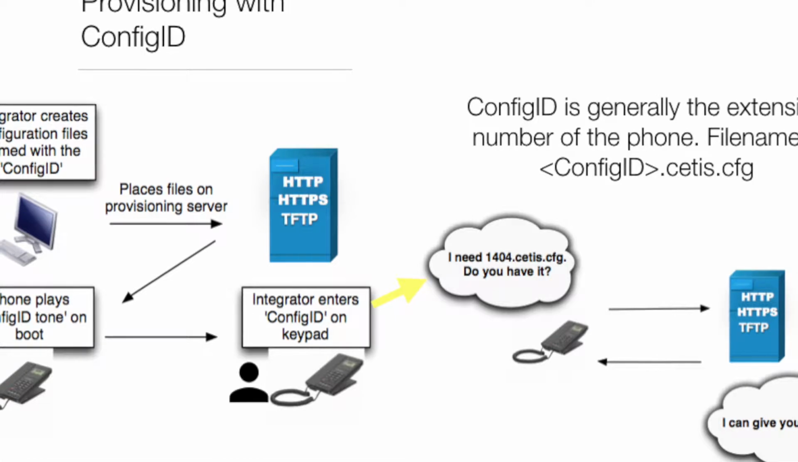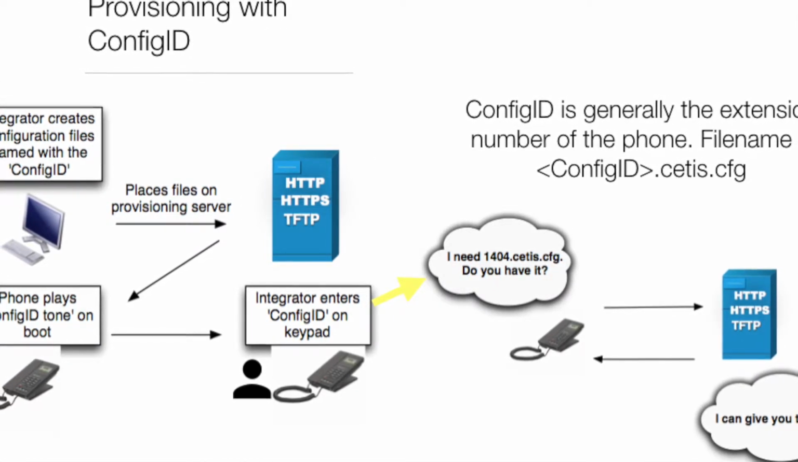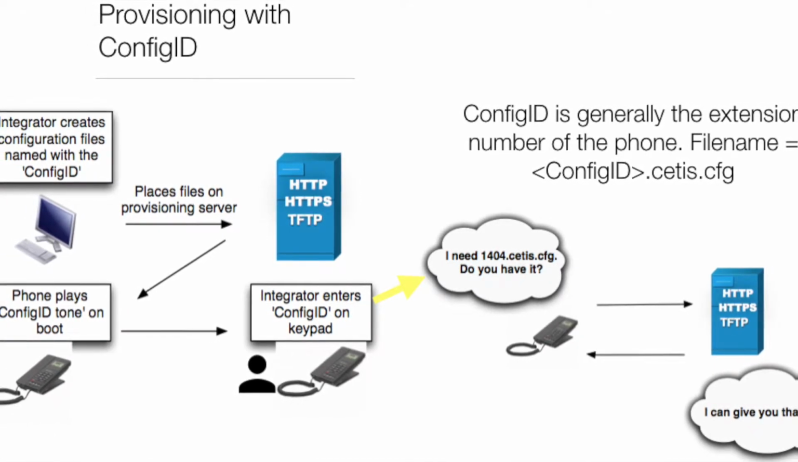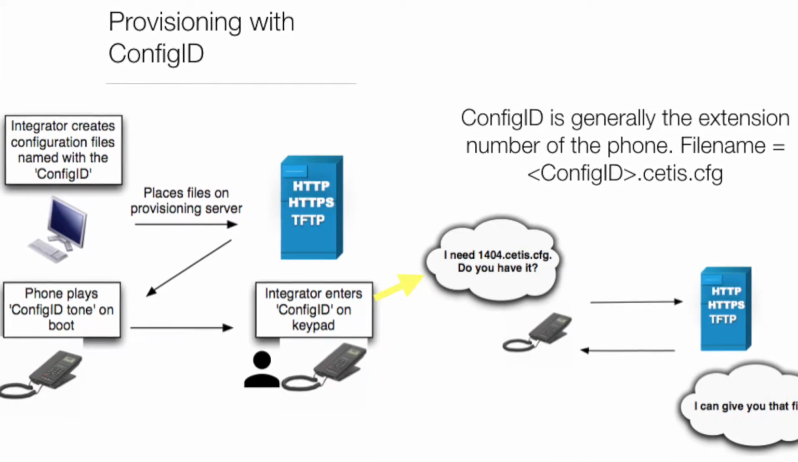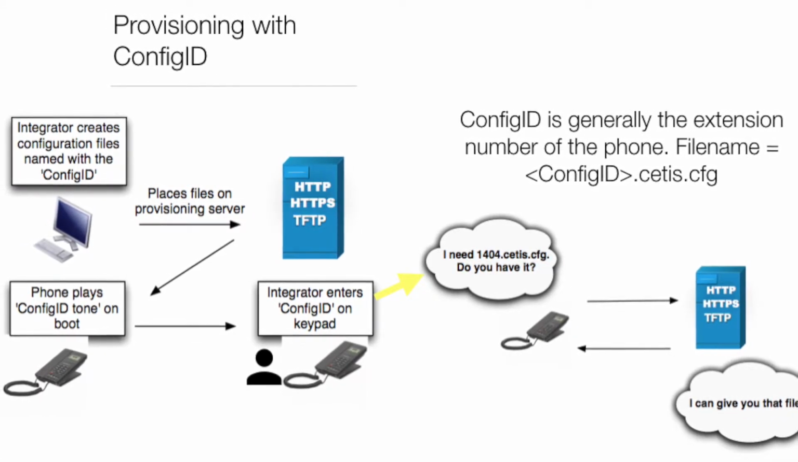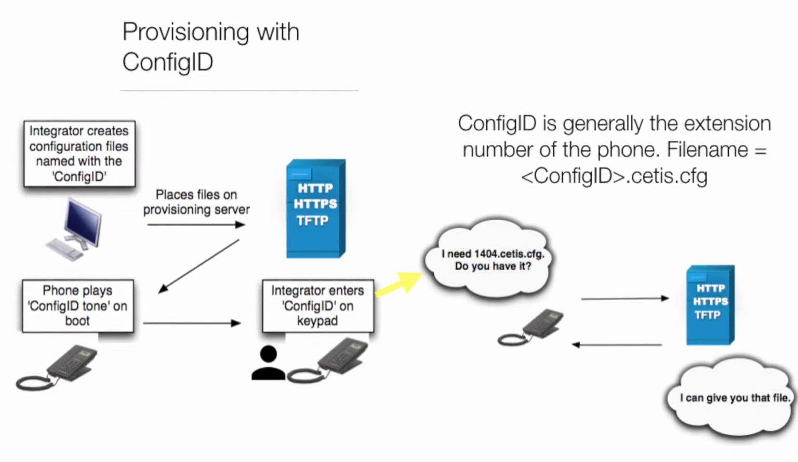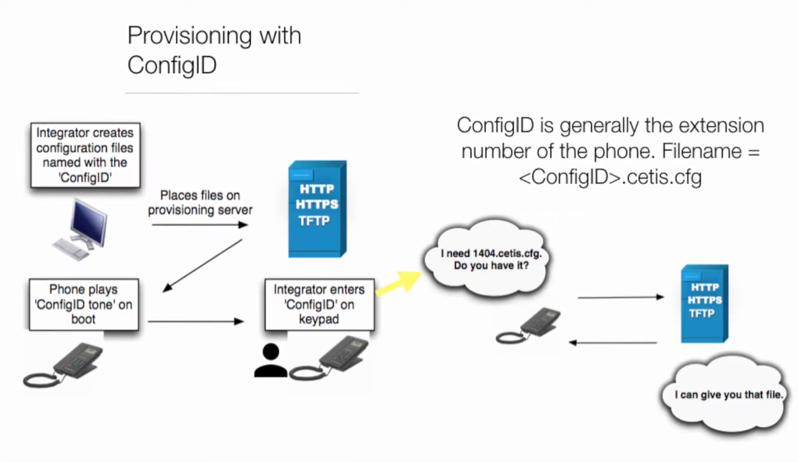When provisioning with a config ID, the installer will physically place the phone at its location, and after about 30 seconds, the phone will boot up and give an audio config ID tone prompt. At that point, the installer will type in the config ID number and press the pound key. The phone will then download the config file, reboot, and should then be fully operational after that reboot.